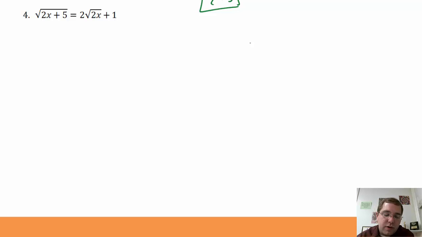Number 4, square root of 2x plus 5 equals 2 times the square root of 2x plus 1. Here I've got two radicals. So if I'm trying to isolate the radical, the one on the left is isolated, but the one on the right is not. If I tried to isolate the one on the right, I'd end up subtracting 1 and dividing by 2, and the one on the left would no longer be isolated. So I can't isolate both of them. What do I do? Well, isolate one of them. We've already got that. Square root of 2x plus 5 is isolated on the left. Let's square both sides and let's see what happens.